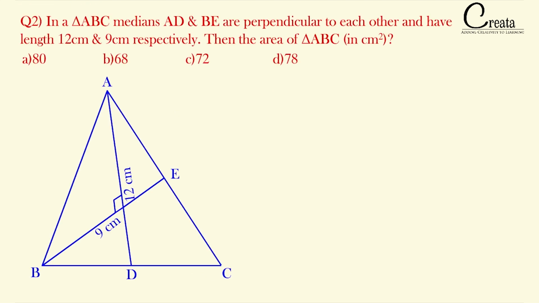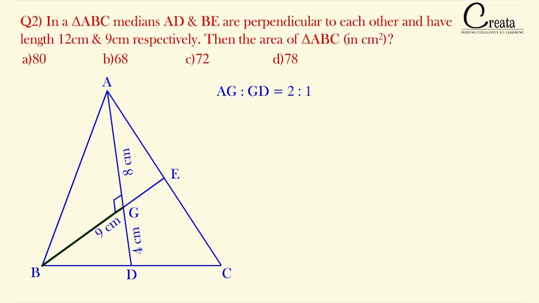First of all, let's mark the intersection point of these two medians as point G. Okay, G is the centroid. So we got AG is to GD is equal to 2:1. And the length of AD is given as 12 cm. So we got AG as 8 cm and GD as 4 cm. Okay, the ratio of AG is to GD is 8:4, that is 2:1.